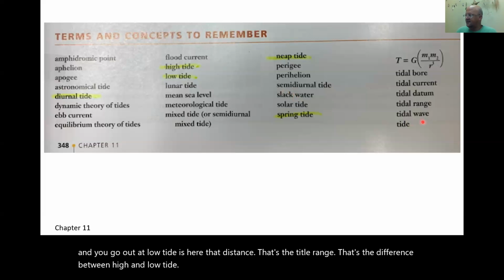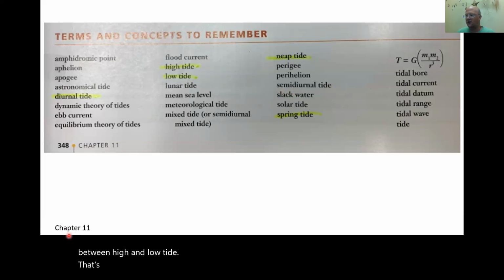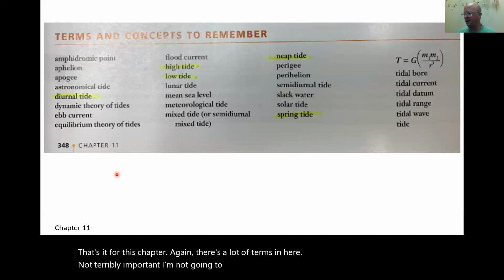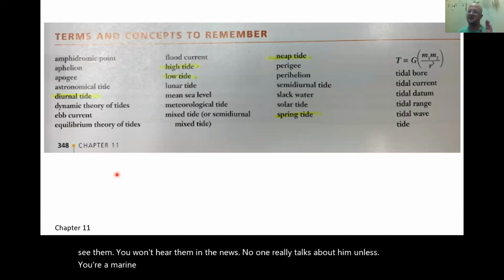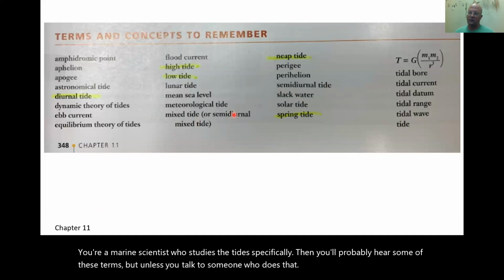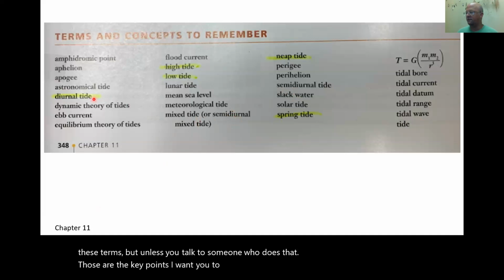Okay. Well, that's it for this chapter. Again, there's a lot of terms in here. Not terribly important. I'm not going to ask them on the exam. You're never probably going to see them. You won't hear them in the news. No one really talks about them unless you're a marine scientist who studies the tides specifically. Then you'll probably hear some of these terms. But unless you talk to someone who does that, those are the key points I want you to know. Okay, diurnal, high tide, low tide, neap tide, spring tide, those are the big ones.